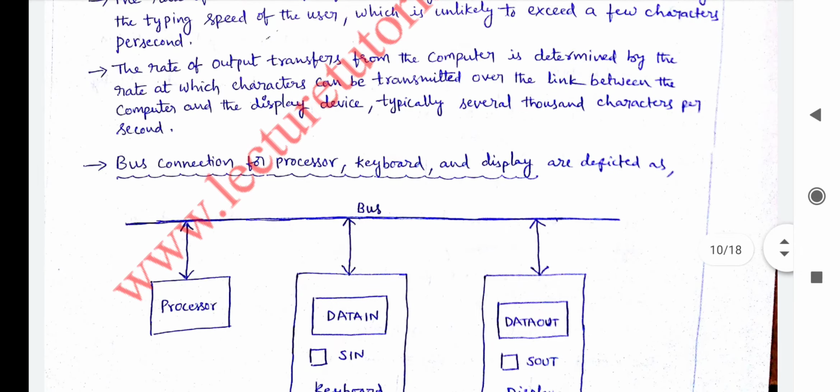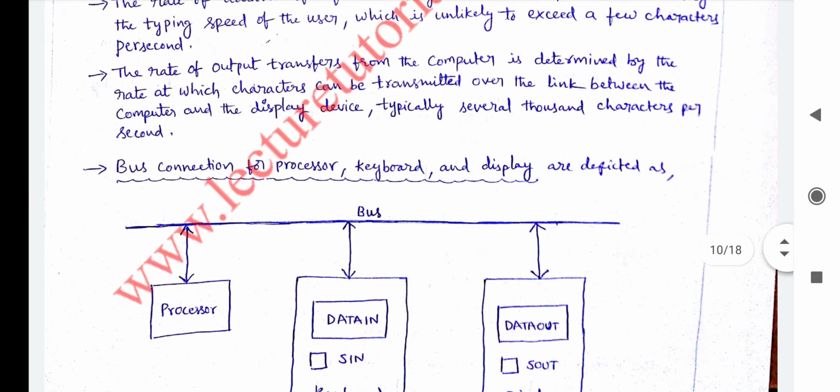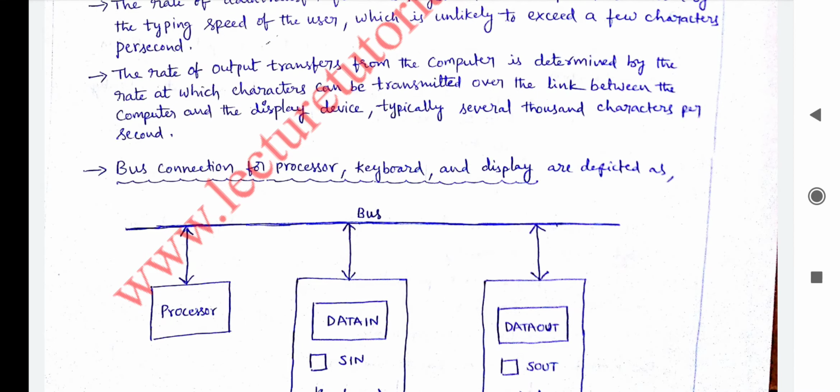The rate of output transfer from the computer is determined by the rate at which characters can be transmitted over the link between the computer and the display device, typically several thousand characters per second to display.